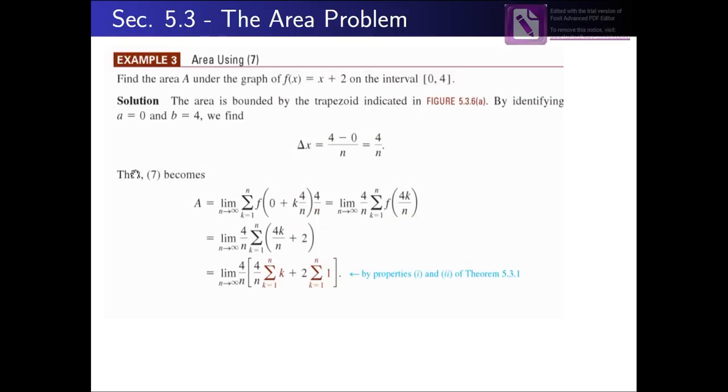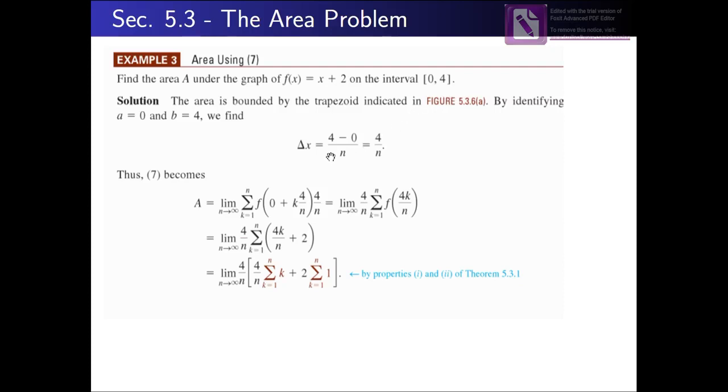So another example, which is example 3 from your book. Find the area A under the graph of f of x equals x plus 2 on the interval 0 to 4. So we need to find the area between x plus 2 and the x-axis on the interval 0 to 4. First, let us find what delta x is. We know that a is equal to 0, b is equal to 4.